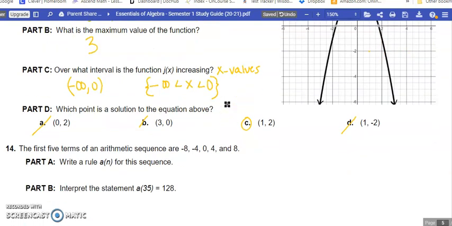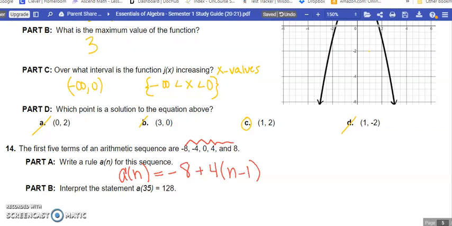Number 14. The first 5 terms of an arithmetic sequence are given. Write a rule for this sequence. Okay, so remember your arithmetic sequence, or A of n, is going to be your first term plus your common difference. Here it looks like we're going up by 4 each time, and then n minus 1.